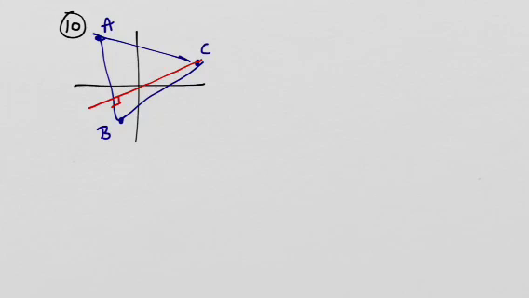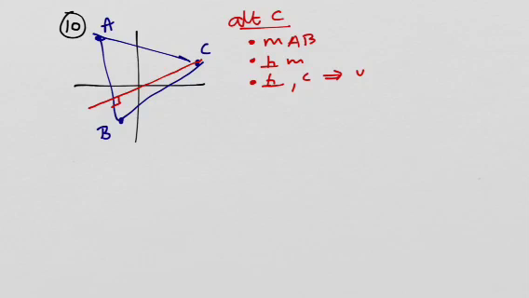Question 10, it's quite a long question. Show the equation of the altitude from C. Now to work out an altitude, we work out the gradient of the opposite side, which is AB, and then we get the perpendicular gradient. Then we use that perpendicular gradient and the point C, and we plug them into the formula y minus b equals m times x minus a. So you should be able to do that, and that should give you the answer for part A.